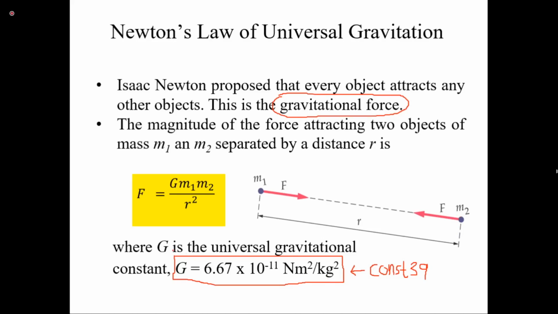And G is what you call the gravitational constant, and the value is 6.67 times 10 to the power of negative 11 Newton meter squared per kg squared. Please get your calculator, try to press constant 39. It should be this value. It will help you in the calculation and make your calculation easier.